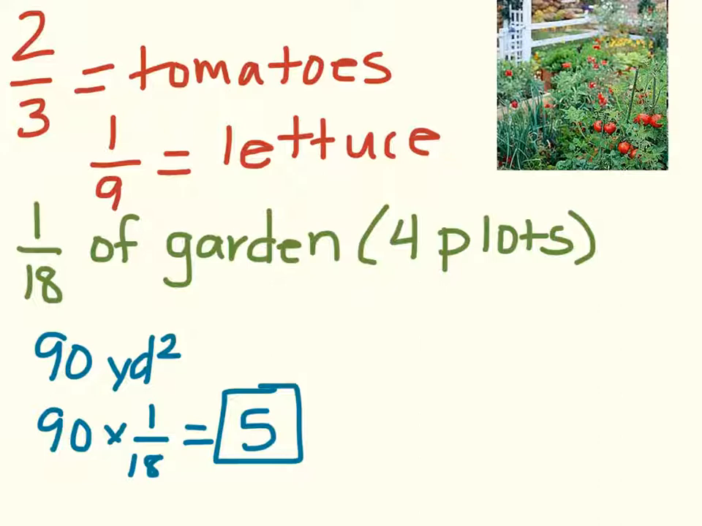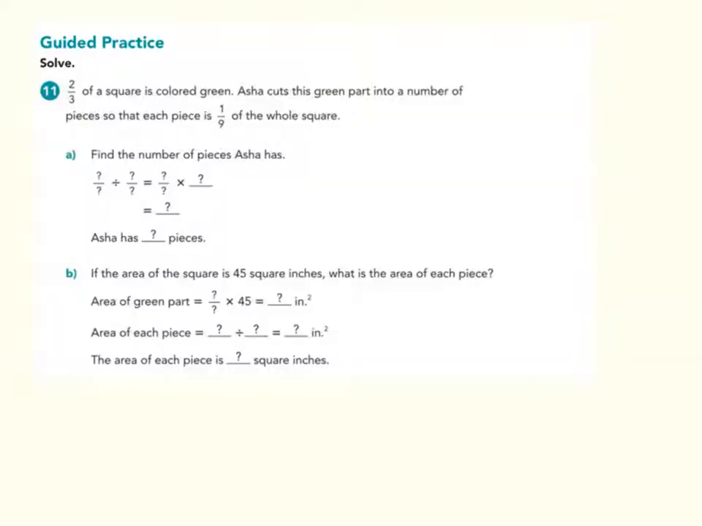Let's try a couple of these problems on your own to close out chapter 3.4. 2/3 of a square is colored green. Asha cuts this green part into a number of pieces so that each piece is 1/9 of the whole square. In problem A, you're asked to find the number of pieces that Asha has. And in part B, you're asked to find the area of each piece if we know that the area of the square is 45 square inches. Use the steps that are laid out for you. They'll be really helpful. Press pause and then come back for one final practice problem.